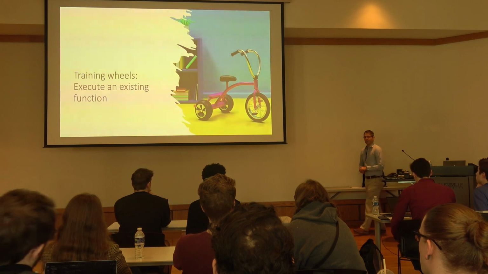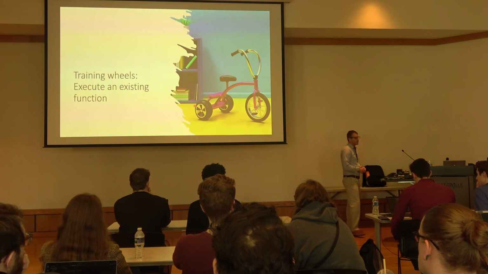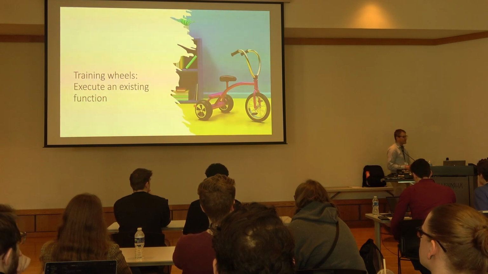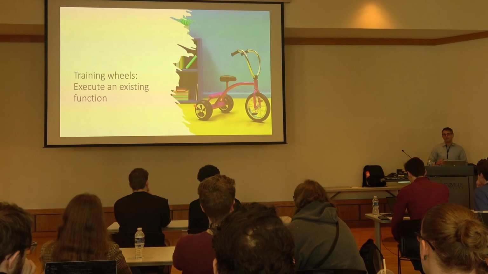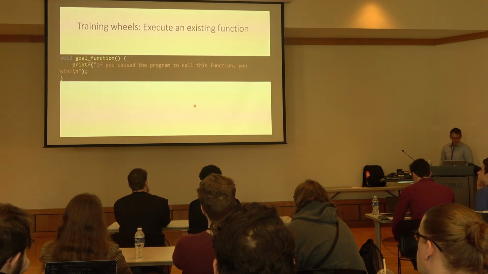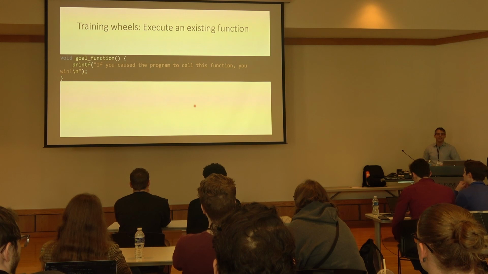We're going to make an exploit. This is going to be a slightly easier one. What this exploit is going to do is execute a function that's already inside of the program, but that should not normally have been executed. It turns out in that same program we've been talking about, there's another function that I just didn't show you. It's called goal function.